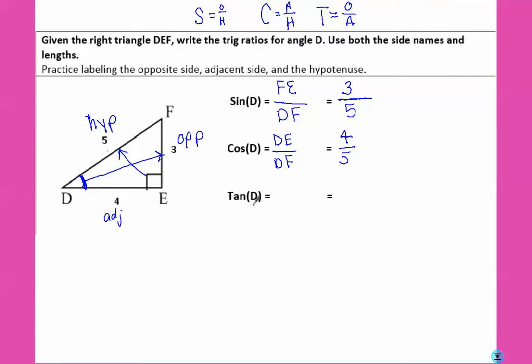Tangent of D is opposite over adjacent. So our opposite side is FE. Our adjacent side is DE. FE's length is 3. DE's length is 4. And again, that one can't be simplified, so we'll leave it like that.